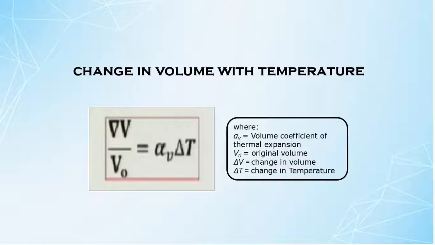Delta V over V sub 0 is equal to alpha sub V times delta T, where alpha sub V is the volume coefficient of thermal expansion, V sub 0 is the original volume, delta V is the change in volume, and delta T is the change in temperature.